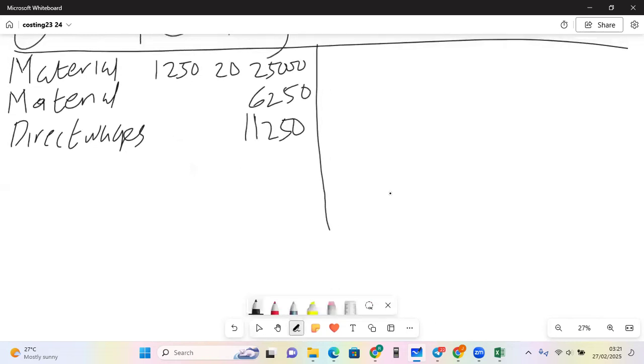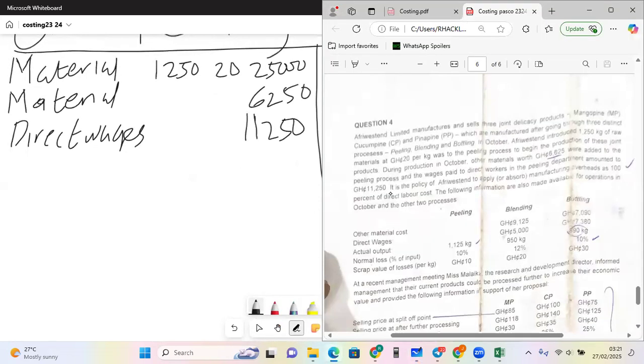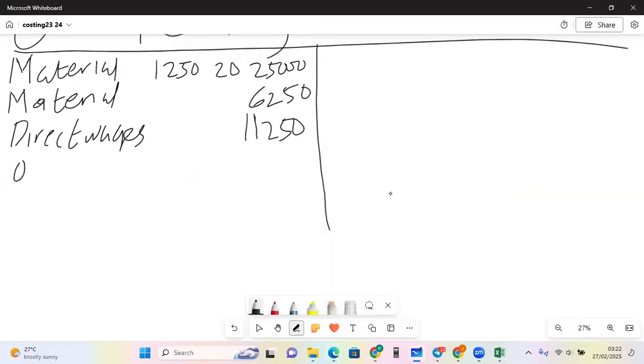Then they also said that it is the policy of Afri-Western to absorb manufacturing overhead at 100% of direct labor costs. So overhead is going to be 100% of the direct labor. Direct labor here is the 11,250. So bring it.